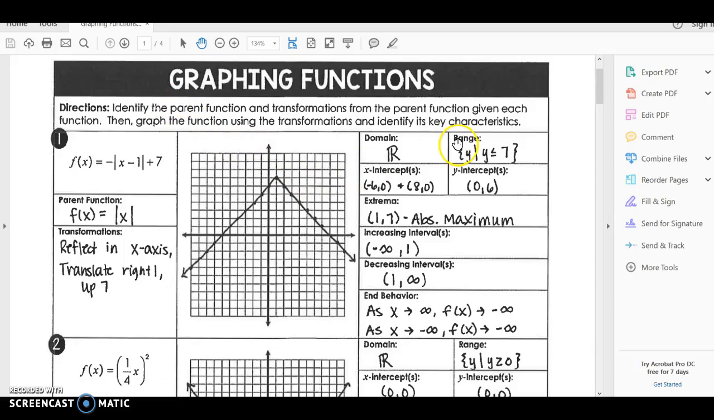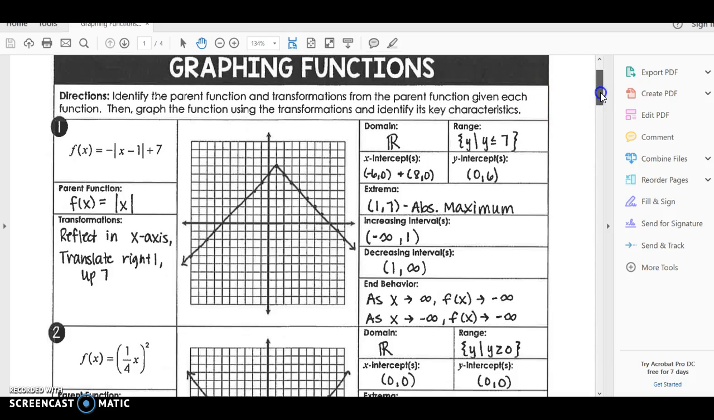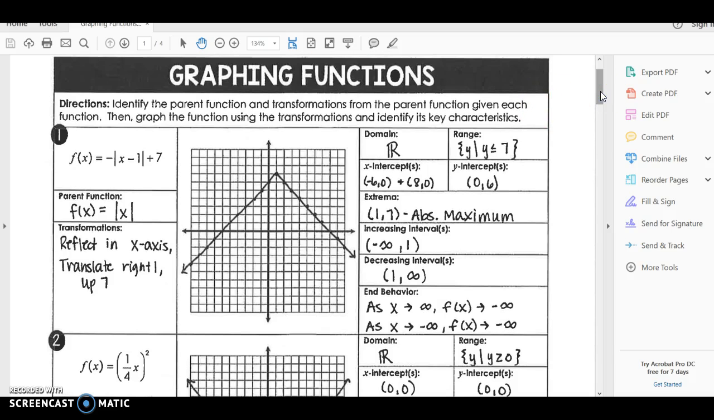Hey guys, I'm going to talk about graphing functions today. So what do the transformations of the parent functions, what actually happens to the picture of the graph when we look at different parts of transformation?